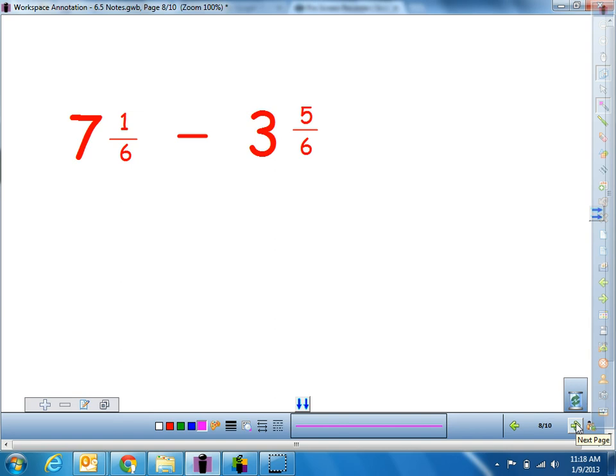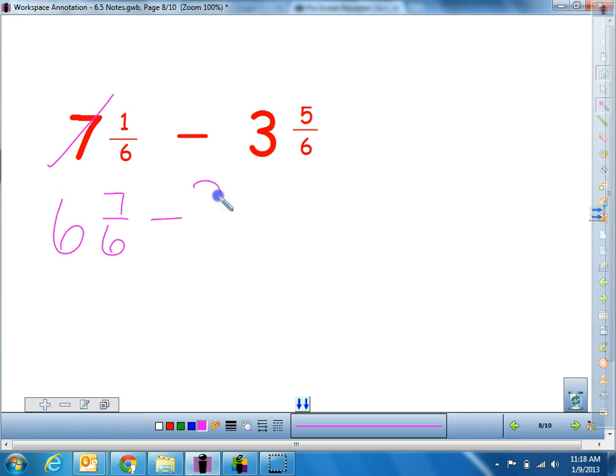So let's try this one. 7 and 1/6 minus 3 and 5/6. I can't take 1 minus 5, so I'm going to have to borrow. So this one gets reduced by 1. And then I have to take that 1 and convert it into 6/6. So I'm going to take this number on the bottom, whatever it is, that's my 6/6. Add it to the top, so I have a total of 7/6.